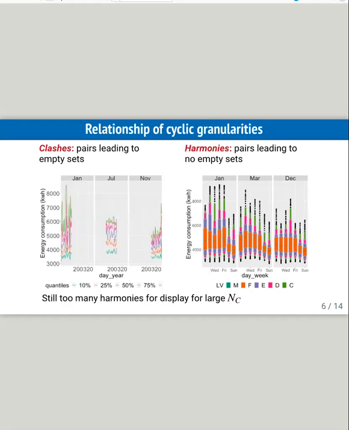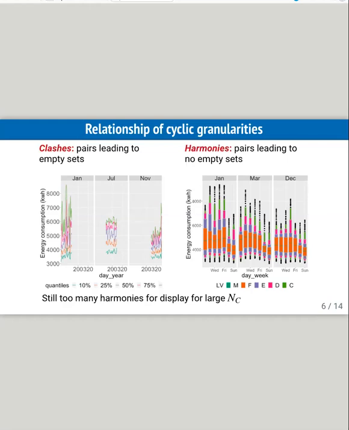For starters, not all pairs of cyclic granularities are compatible with each other for exploration. Take the first one as an example. Here the facets are month of the year and the x-axis shows day of the year. We are unable to compare the distribution across facets because many of their combinations are missing. This is also intuitive because the first day of the month can never be the second or third day of the year. These pairs which lead to structurally empty combinations are called clashes.